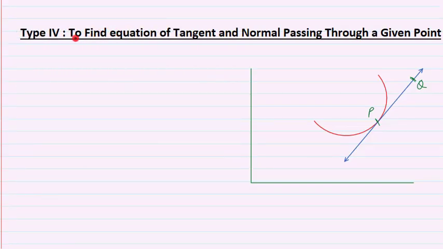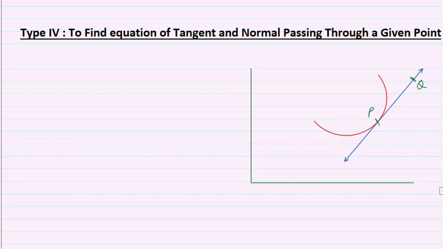So, let us take the fourth type of problem. This is to find the equation of tangent and normal passing through a given point. If you remember, the third type of problem that we discussed was to find the equation of tangent and normal at a point on the curve.